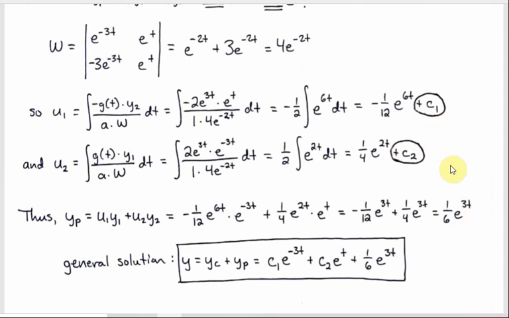But if you do include them, that's what that cloud up toward the top of the page is about, which we'll get to at the very end. But u2, similar idea, right? You're going to sub everything in. I guess you're subbing in a y1 this time, so there's the e to the -3t.